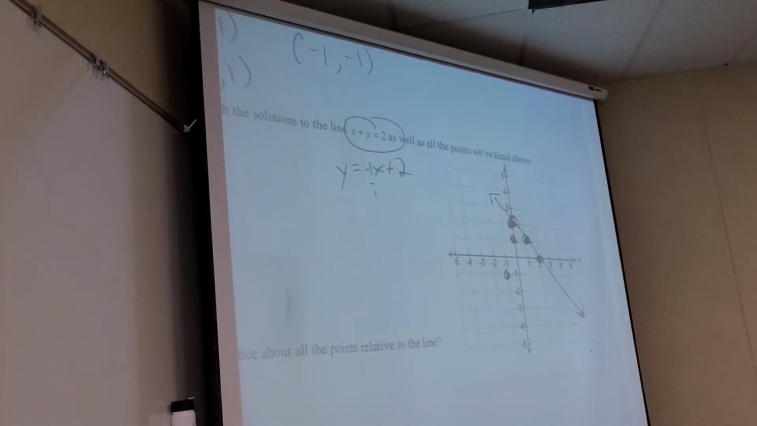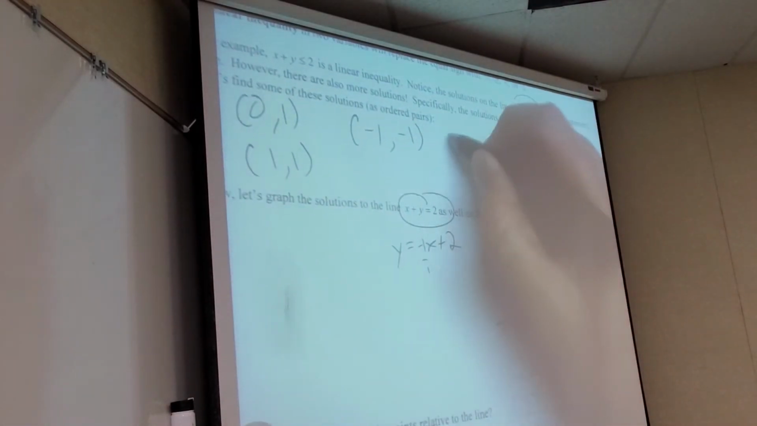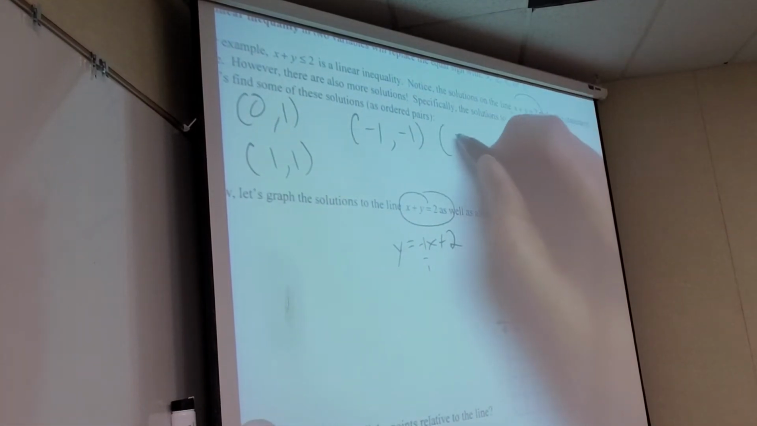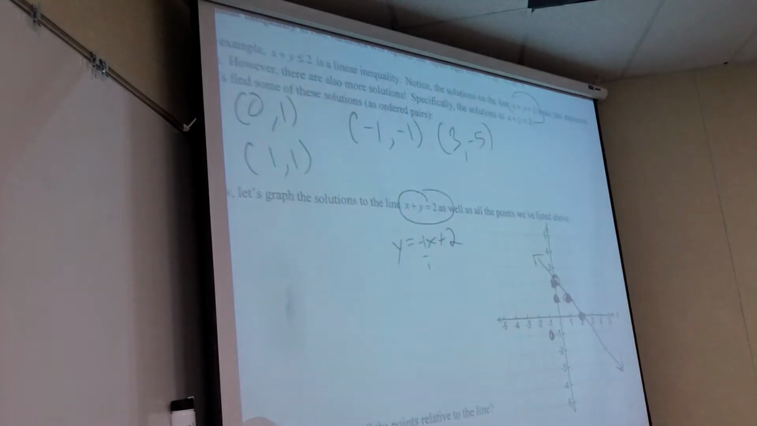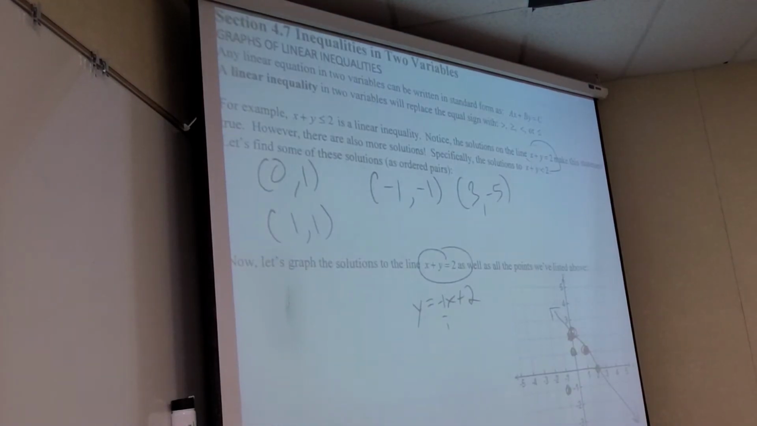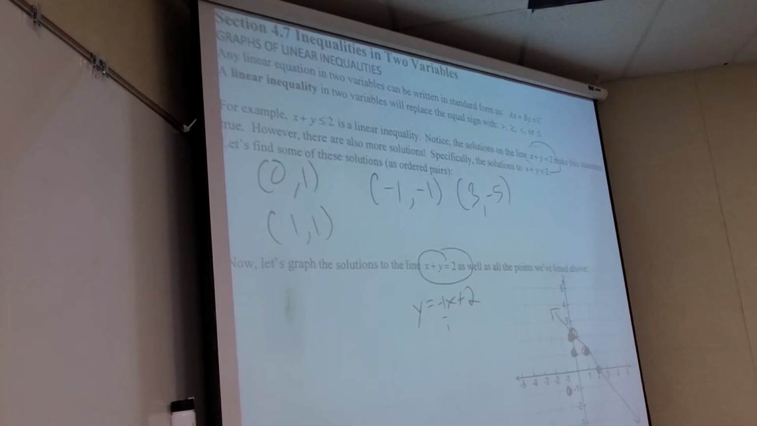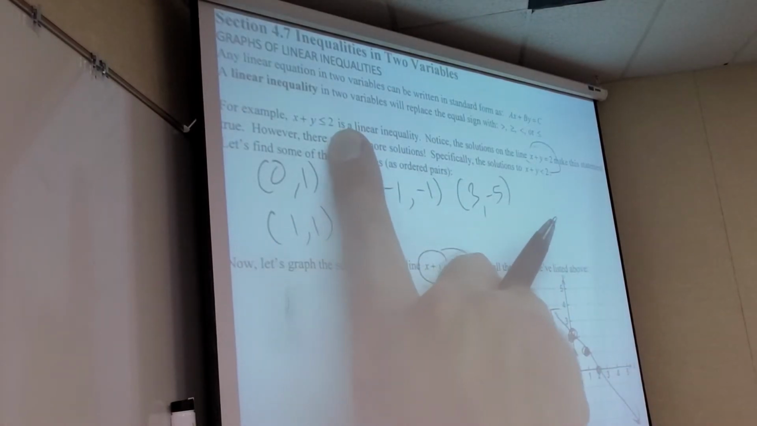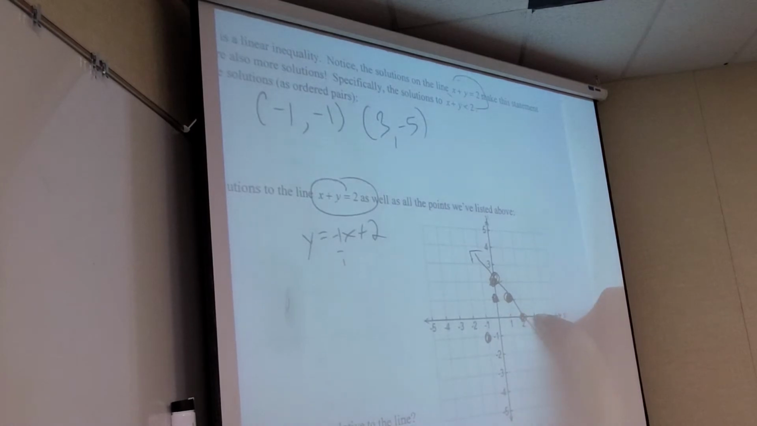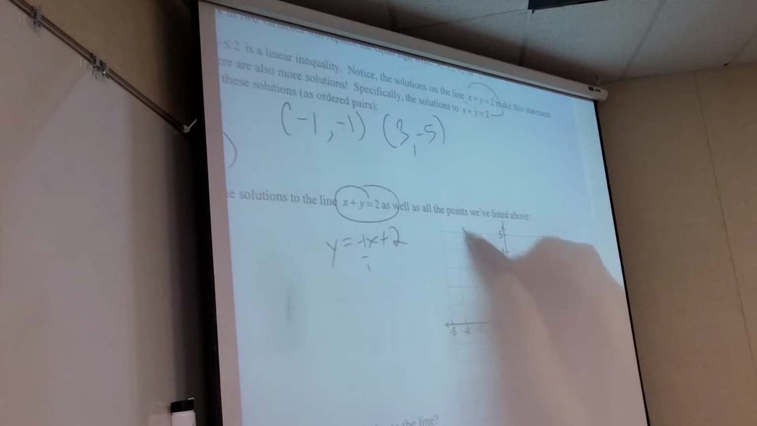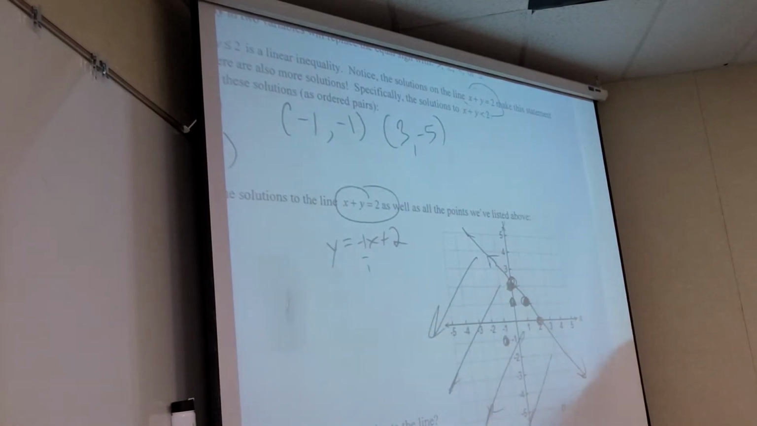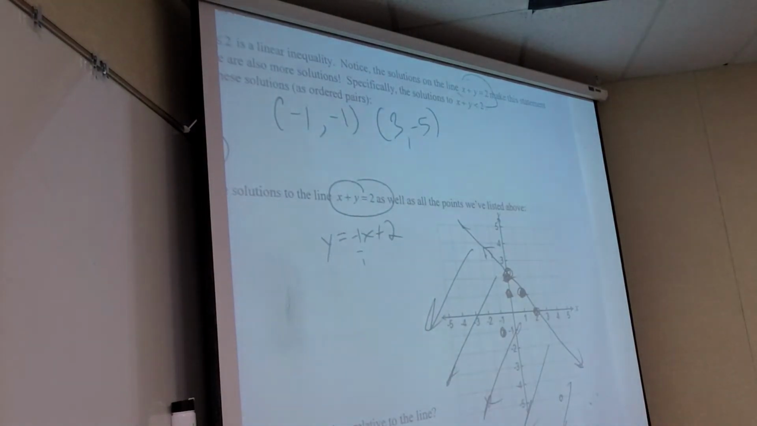Yeah. So if I kept going, let me see. What about 3, negative 5? What's 3 plus negative 5? Negative 2, which is it less than or equal to 2? Yes, and sure enough, 3, negative 5 is on that side of the line. Therefore, I would shade that way. That means that every single point that is on that side of the line works in this inequality.